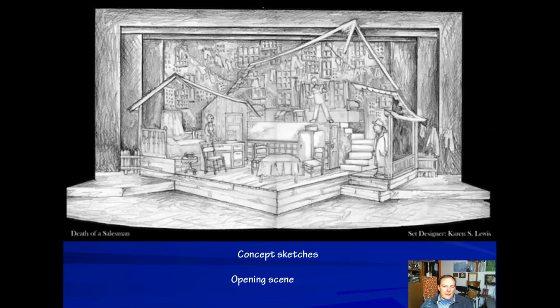Another designer, Karen Lewis, has her own but similar vision of Death of a Salesman, and this sketch is a little more completed, with the kitchen in here, a bedroom back behind, the bedroom here, the kitchen in front, and the boys' room up top. The other pieces still come in, and they probably play on these areas here, the office and the chop house.